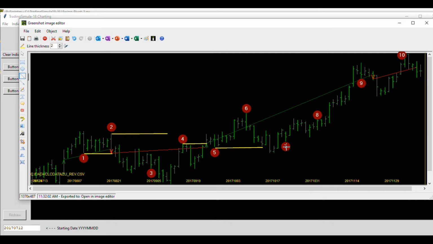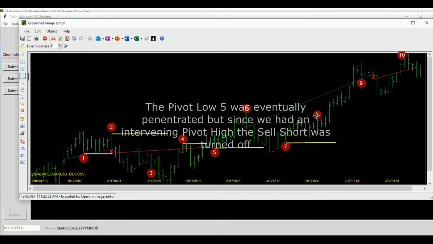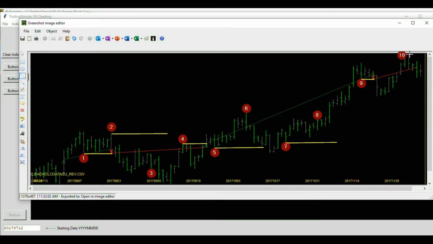So we have another significant pivot low. So we're going to extend that out. That never gets hit. We have a pivot high, but we're already long, so we ignore it. Eventually, we do get this pivot low. We extend that out, and we do get short there. Okay, so now we're looking for a pivot high to go long, and we got it right here, and we can extend that out. So that's basically the system.